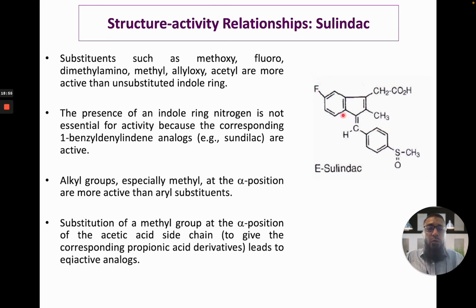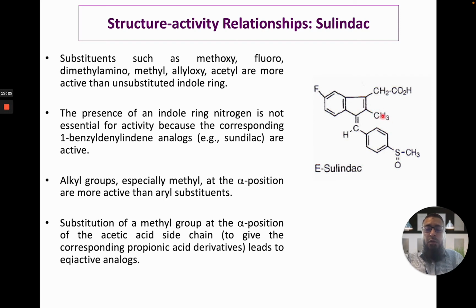The presence of the indole ring is not essential for activity because the corresponding 1-benzylidene analogs, which is the case for Sulindac, are more active. So alkyl groups, for example the methyl group at the alpha position, are more active than the aryl group. So meaning that the alkyl group is responsible for the activity.